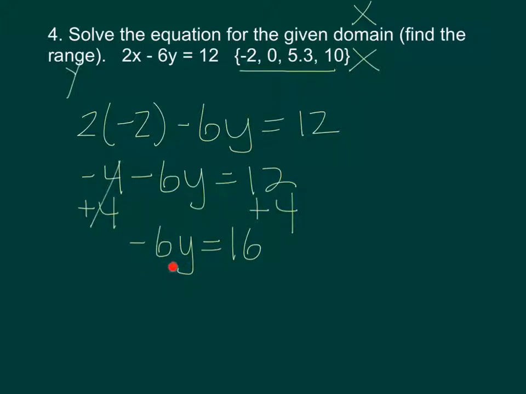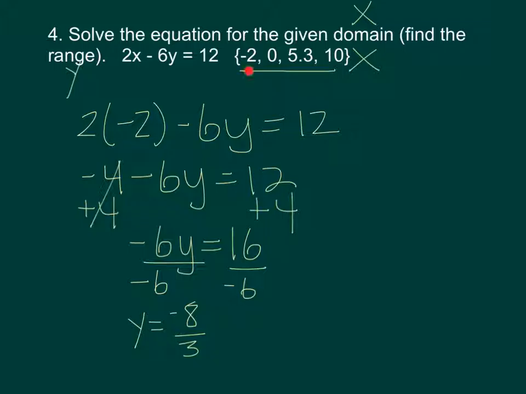Think about what operation is going on right here. This is -6 times y. So we're going to undo multiplication with division. Divide both sides by -6. And you can leave it as a fraction if you reduce. So 16 and -6, both of those are divisible by 2. So I could leave this as -8/3. Or you could divide that out and get the decimal. Either way is okay.